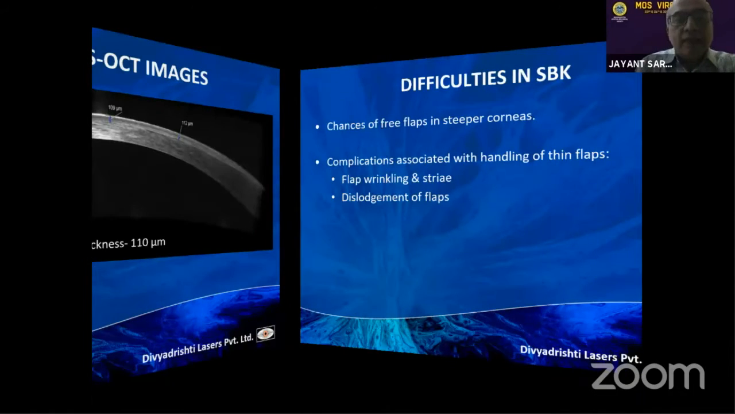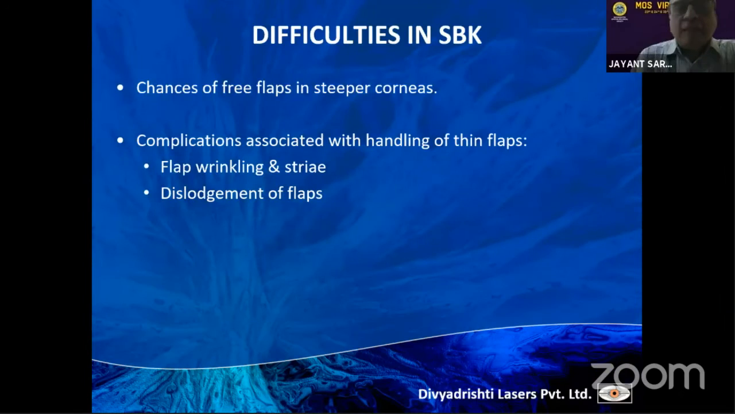Difficulties in SBK: chances of free flaps are in steeper corneas, but I think they are very rare. Complications associated with flap wrinkling, yes. In a small percentage we have to settle these wrinkles early, and dislodgement of the flap happens once in a while, but that also can be treated. If you mark the flap early, then we can align these flaps without any other flap-related complications.